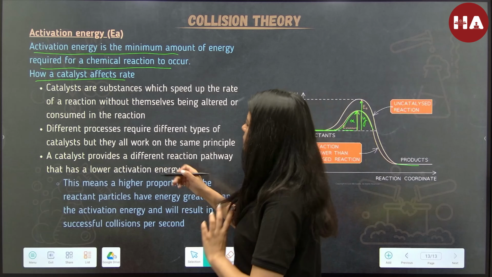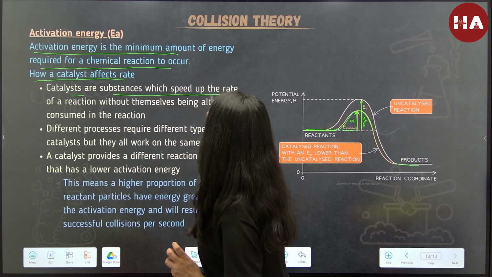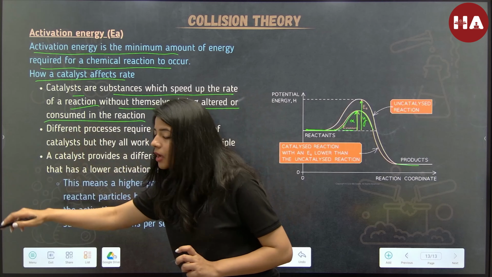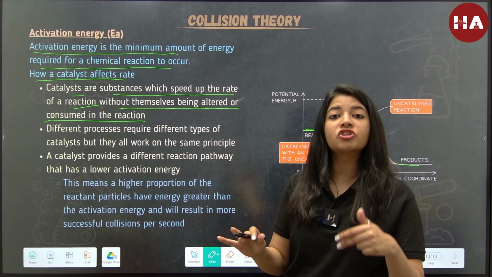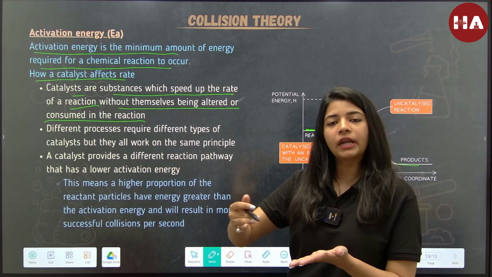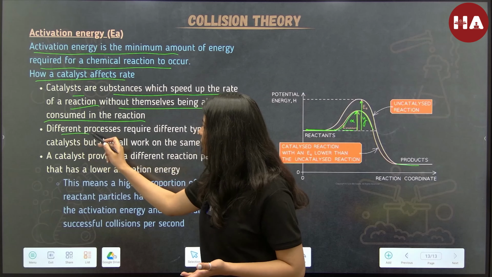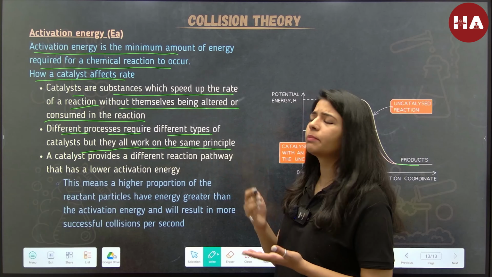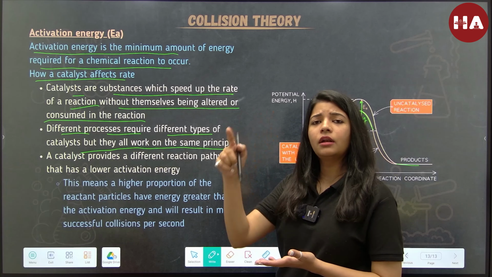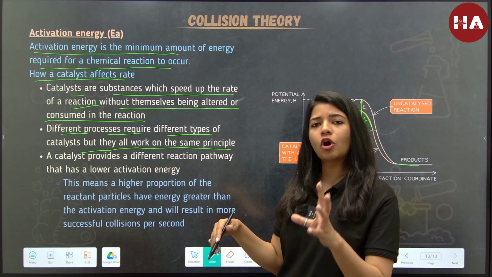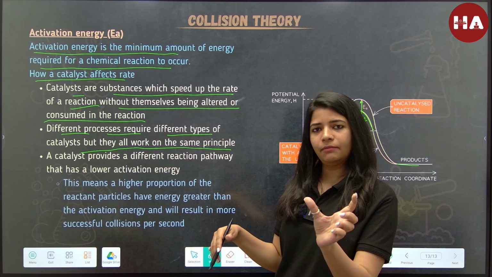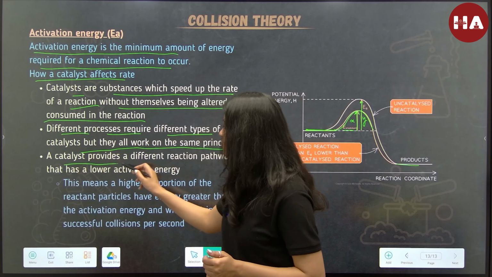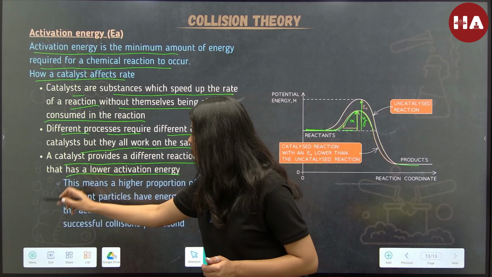Okay, so catalysts are substances which speed up the rate of reaction without themselves being altered or consumed. So they are not taking part in the reaction chemically, but they are just providing a different pathway. Different processes require different types of catalyst, but they all work on the same principle. What is the principle? That they are giving a new pathway with a shorter time to travel from reactant to product, right? A catalyst provides a different reaction pathway that has a lower activation energy.